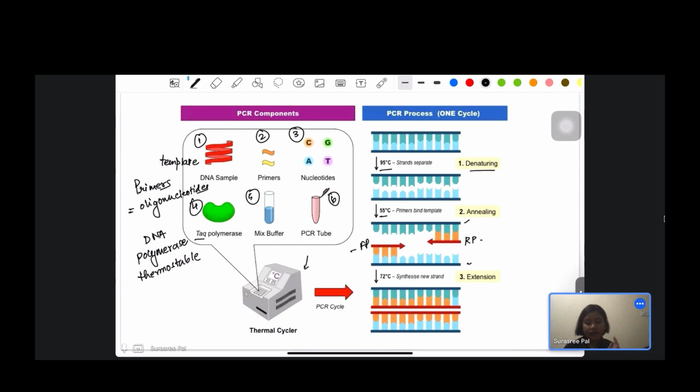And the last step is the extension step, where the primers now start extending. It starts the synthesis from the free 3' hydroxyl end. This is called extension, and this extension temperature varies depending on the DNA polymerase that we are using. Usually for Taq, it is in the range of 68 to 72 degrees centigrade. So these are the components of the PCR reaction and also the steps of the PCR reaction.